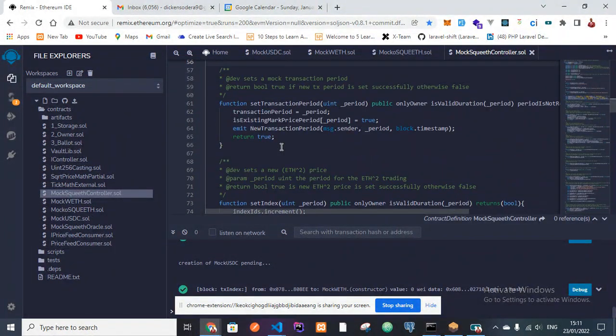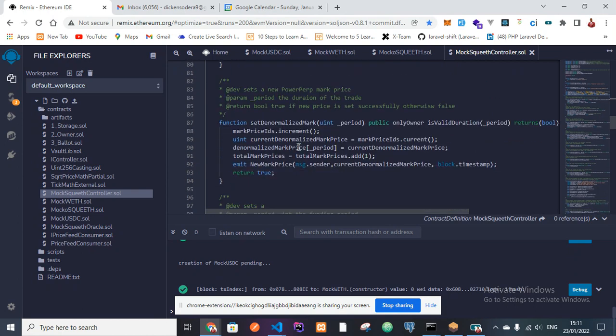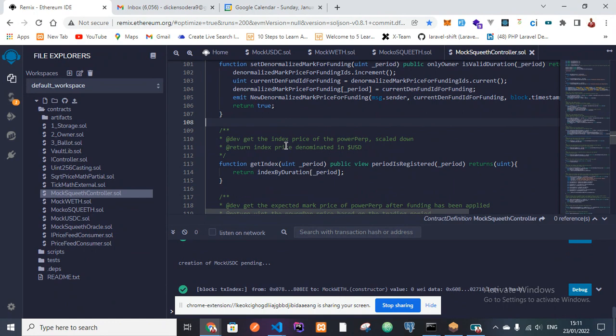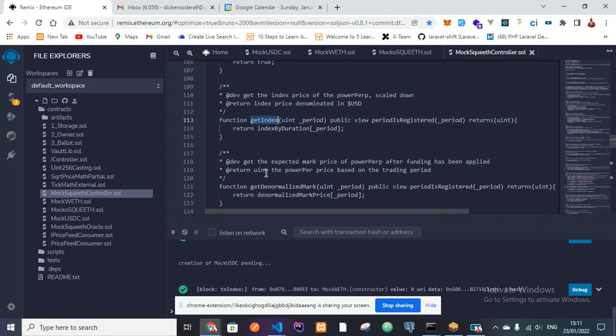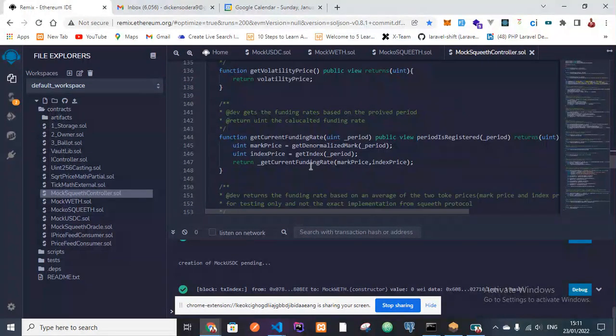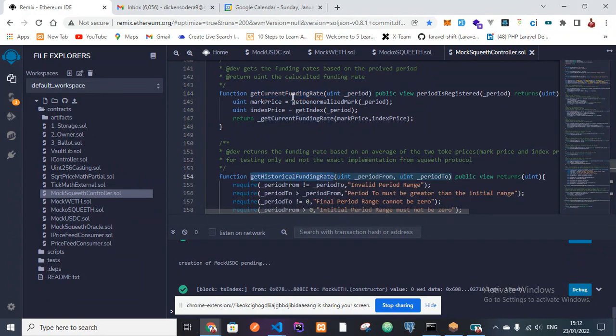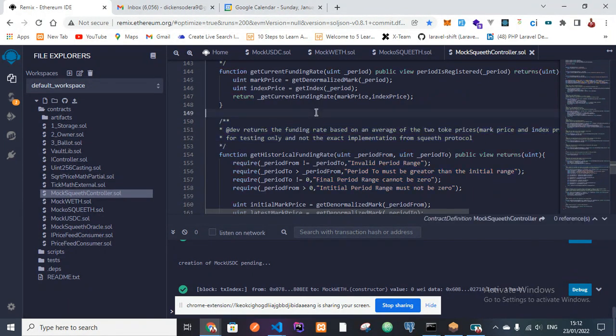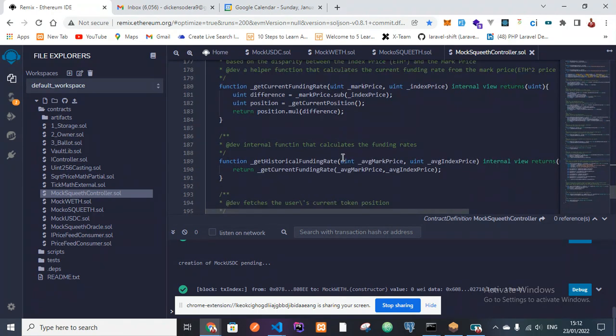So these are just some functions I borrowed from their repo, just to see from the documentation what they're doing. So these functions exist in the protocol: get index, get normalized mark, specifying some period for trading period, funding rate, and the historical funding rates. I've not really gotten a clear implementation of the same. So I just created a custom mock to enable me to work with some tests.